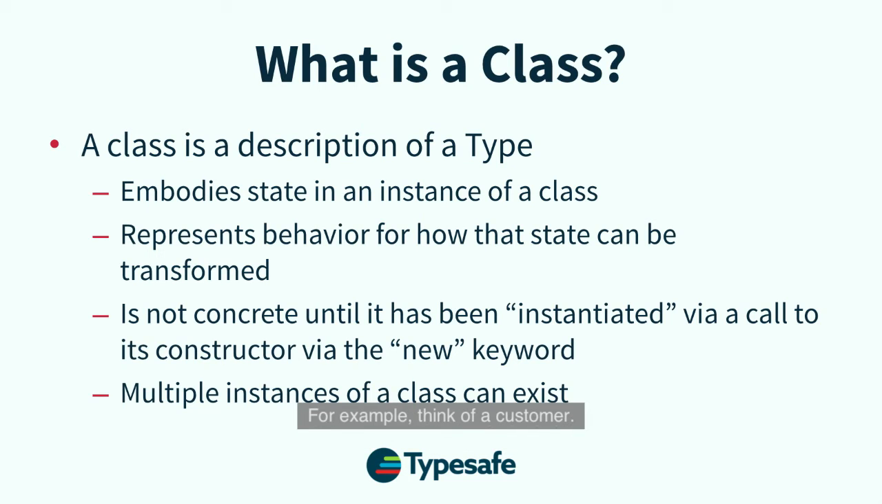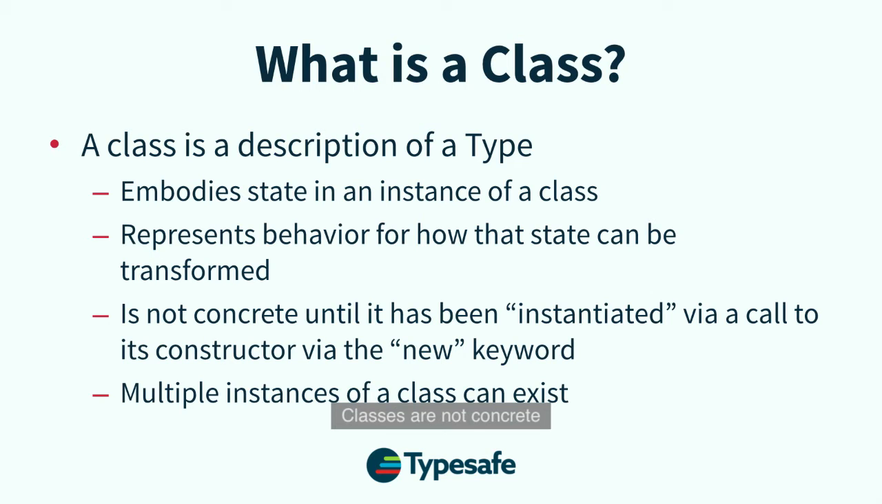For example, think of a customer. Inside of a customer, you might have state such as their name or their address or their phone number. Classes represent behavior for how that state can be transformed. For example, how you might change someone's address or their name.